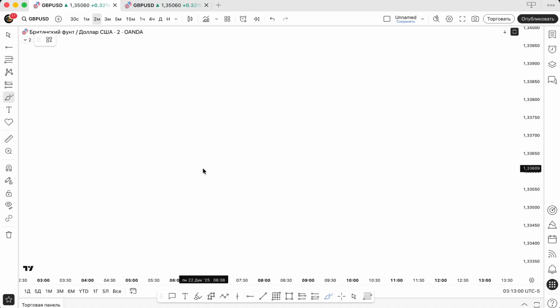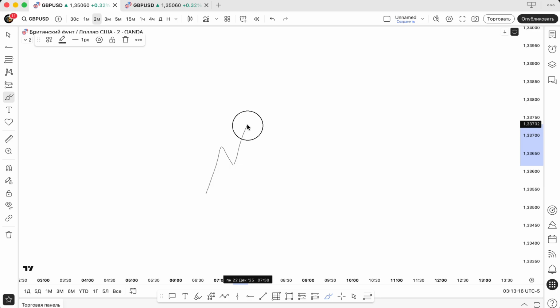Today we will talk about the Mirage setup. This is my author's setup from my trading strategy Nightstar. It looks like this. The price is moving. Now we will consider a long example. The price is moving up, and at the moment it falls here, removing this minimum.